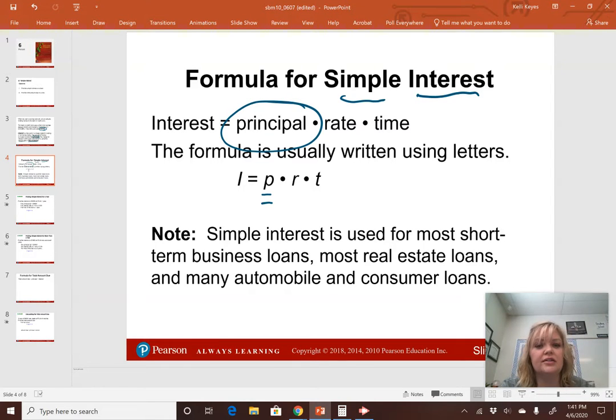And the formula is just principal times rate times time. So this is the interest. I'm going to make that a capital I so you can tell it is a capital I. Principal times the rate as a decimal, times the time in years. And I'll walk you through an example right now.